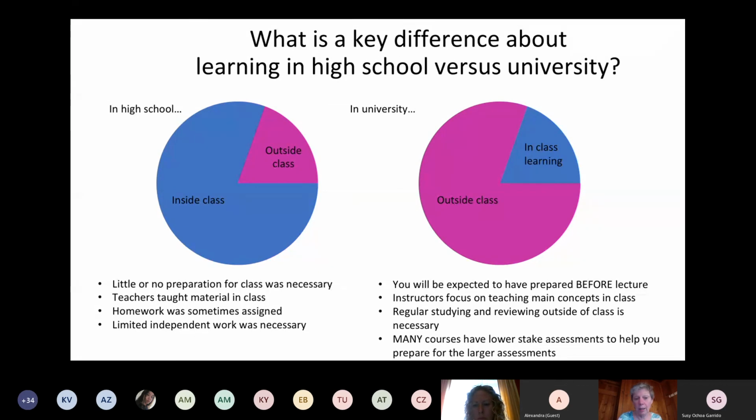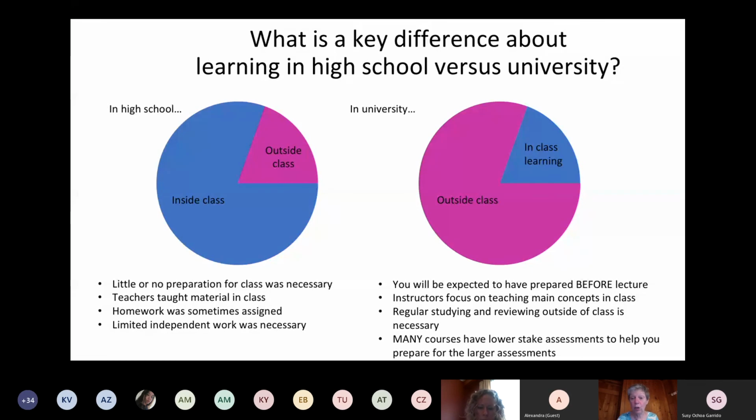At high school, it says little or no preparation for class was necessary. I'm sure many of you were very highly motivated and may well have prepared for classes or read ahead. I've read amazing applications for scholarships of students that are working very hard ahead of class. So I don't mean to be judgmental here, but in comparison, the expectation that that's done is different. I think some of you probably prepared in high school, but maybe it wasn't necessary, and the information was taught with some homework.